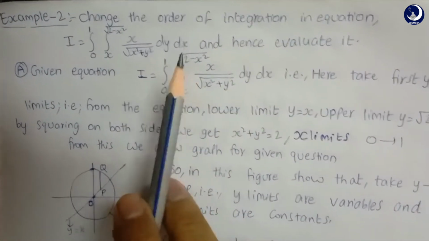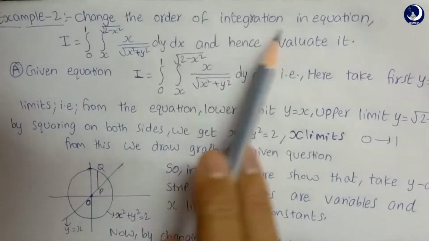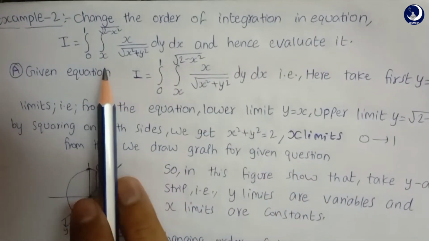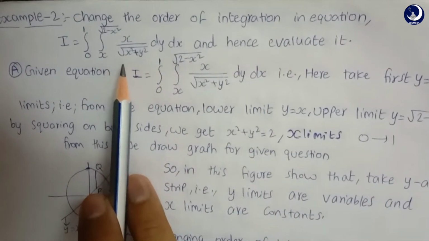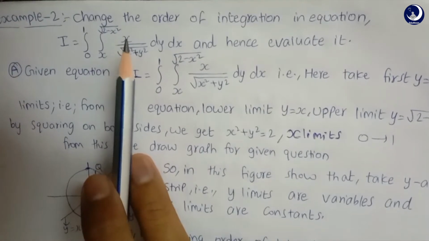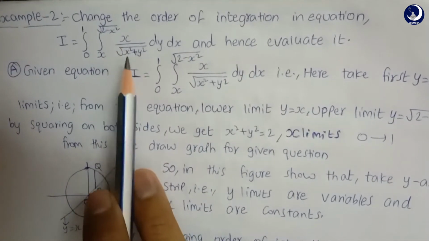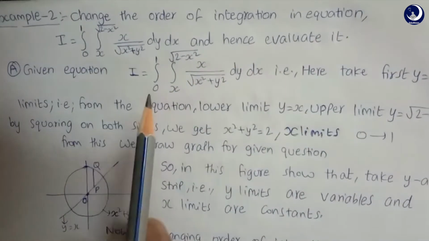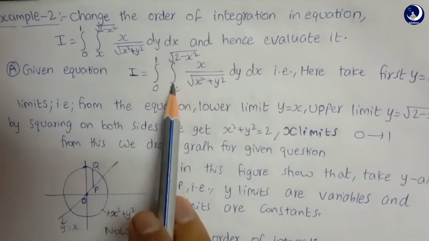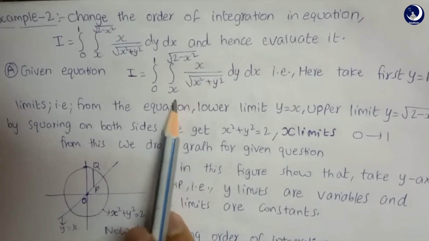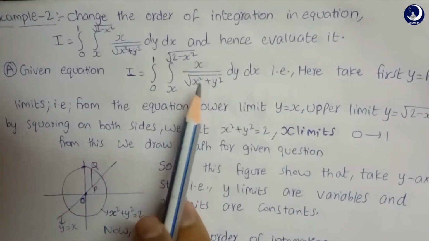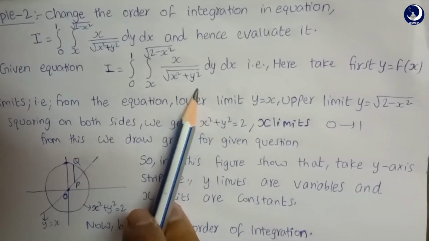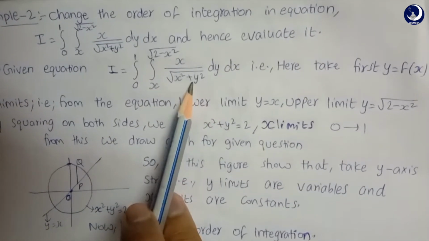See this: change the order of integration in the equation I equal to integral 0 to 1, integral x to root over 2 minus x square, x by root over x square plus y square dy dx, and hence evaluate it. Given equation was this. Here, given x limits, that means this should be equal to y limits functions. So here also the question took first y limits as variables and x limits as constants.